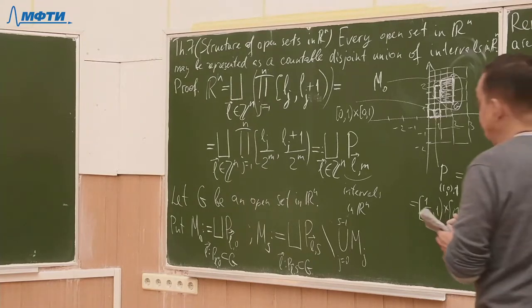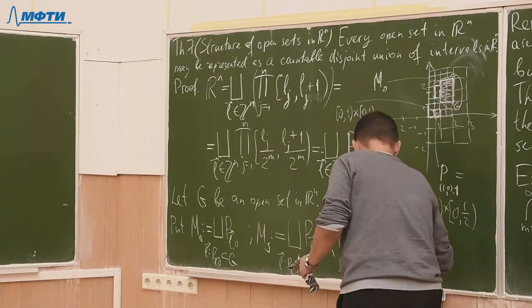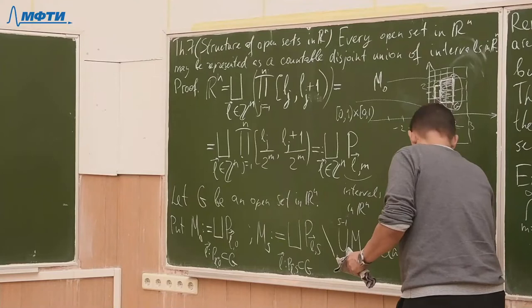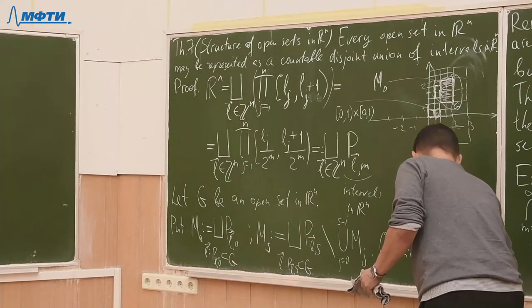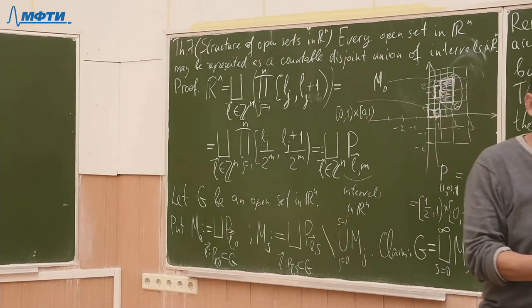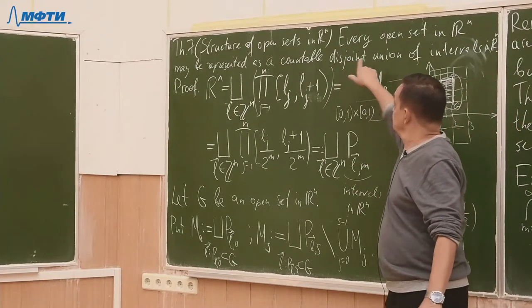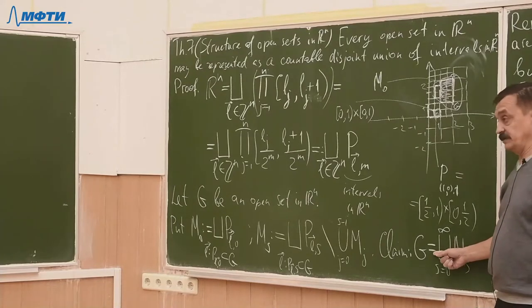And altogether, the claim is that in fact we have G equals the union of M_s from s equals 0 up to infinity, and every M_s is at most a countable union of intervals, so altogether we have a countable disjoint union of intervals, if this is true. Okay, so the theorem will be proved once we prove that inclusion, that equality, right?